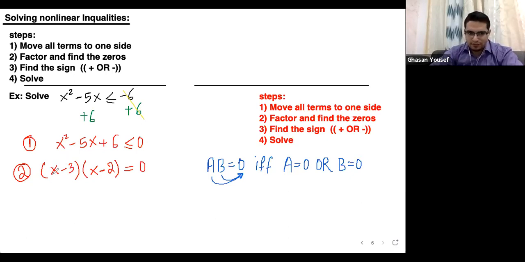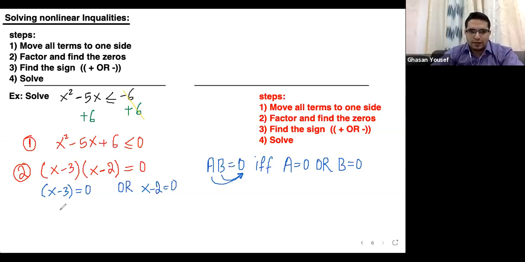So the same thing here, my A is x minus 3, the first parentheses. My B is x minus 2, the second parentheses. So x minus 3 equals 0 or x minus 2 equals 0.